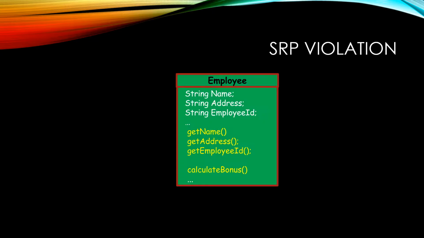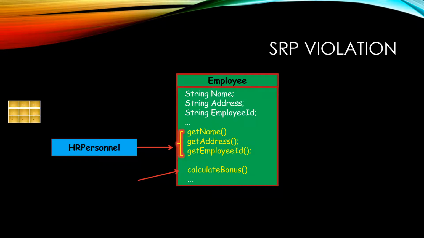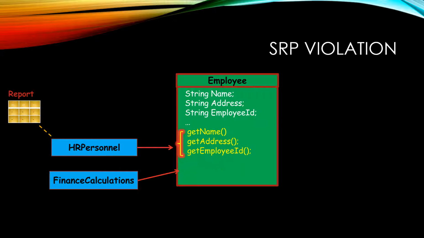Consider our employee class again. Let's say we have two applications using the employee class. One is called HR Personal, which needs to access the employee details so that it is able to display them in a report. The other is called Finance Calculations, which uses the employee class to get the bonus amount so that it is able to compute the final salary.